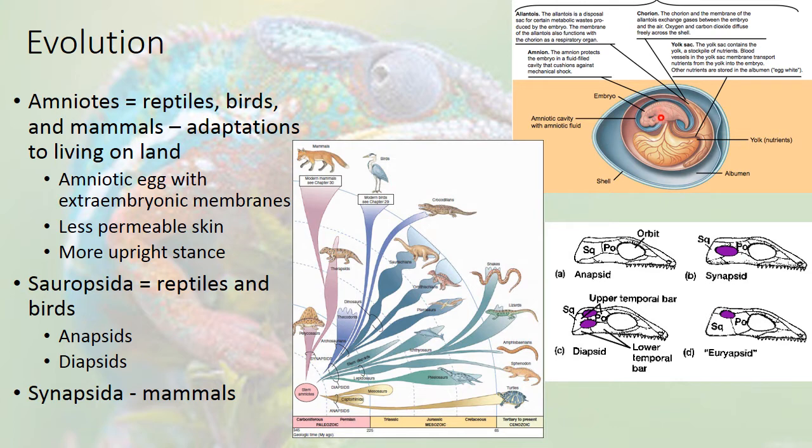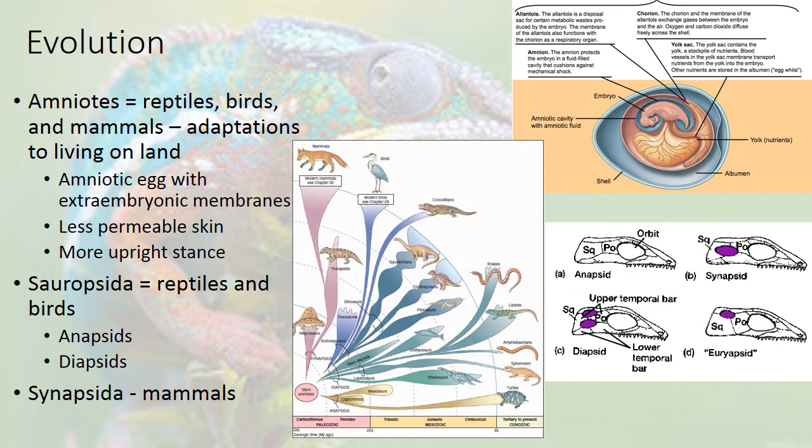So there's the embryo. Right outside the embryo is the amnion, and that's a fluid-filled sac that protects the embryo. Then there's the chorion, where gas exchange happens. The yolk offers nourishment, like food, for the developing embryo, and then the allantois helps with waste disposal. In addition to that, amniotes have less permeable skin than amphibians do, and like I said before, a more upright stance.